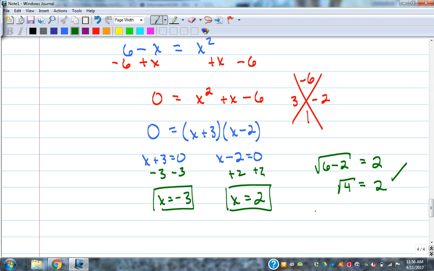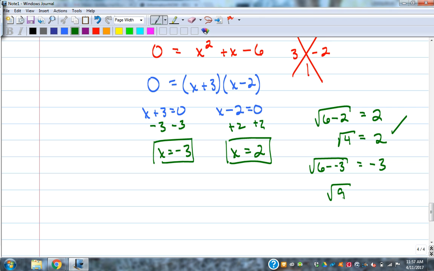That works. Now, if I did 6 minus -3, that'd be the square root of 9. Is the square root of 9 equal to -3? No, it's not. There's no plus or minus in the original problem. So it has to be the principal square root. The original problem had just the square root of 6 minus x. There's no minus sign in front of it, so it's only the positive side that we're looking at. So here, this is not true. So we throw out that answer.